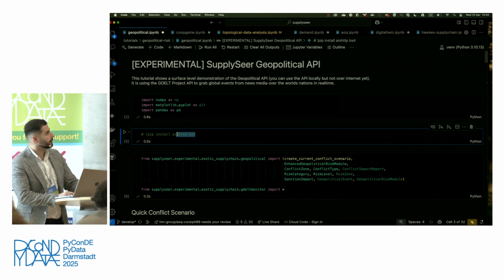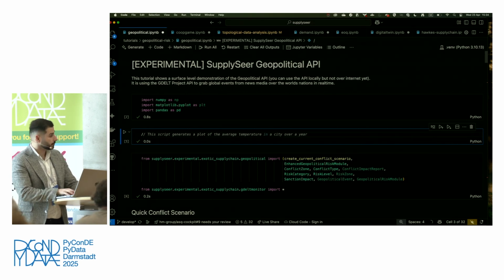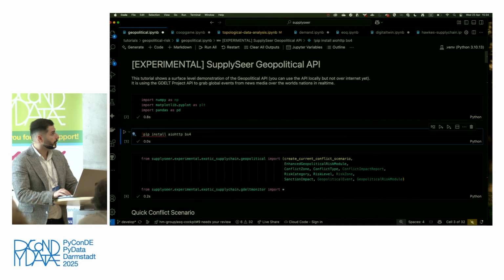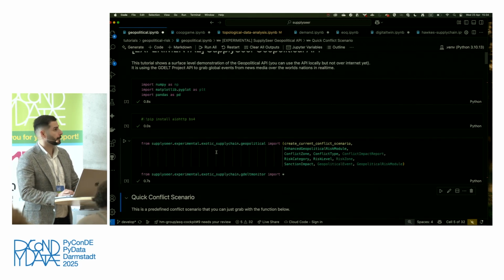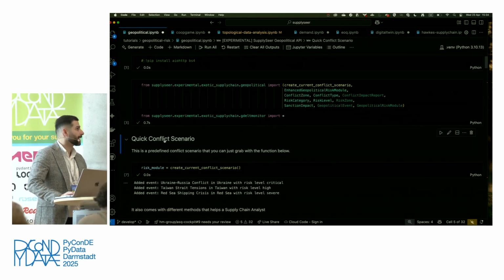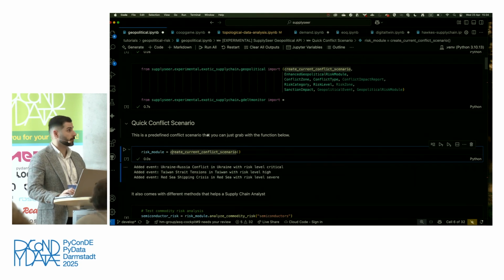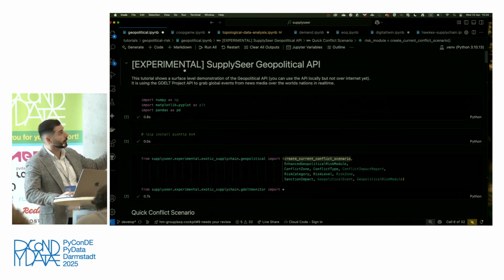I think you need these two libraries, by the way, if it doesn't work. So just do it like this. Write this command if it doesn't work. Quick conflict scenario. So these things are predefined. It's still, as I'm right here, experimental.